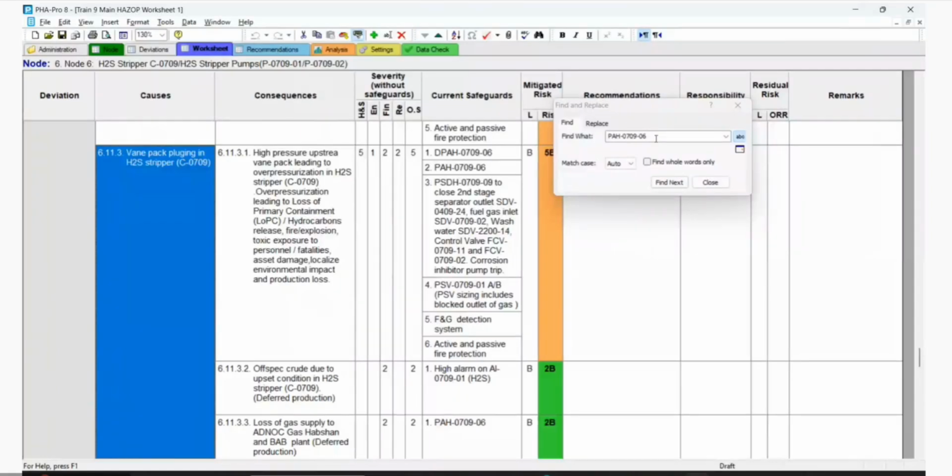PAL. What is the PAL tag number? PAL 070906.